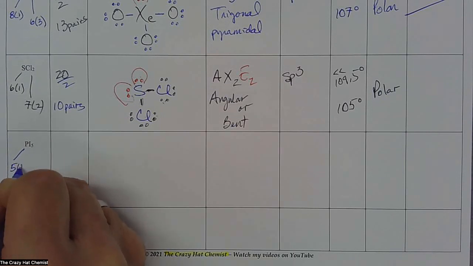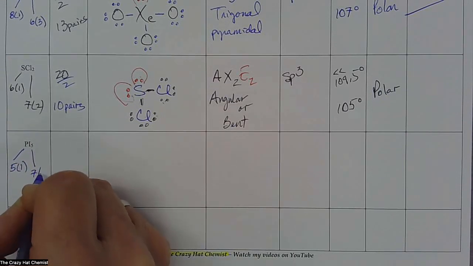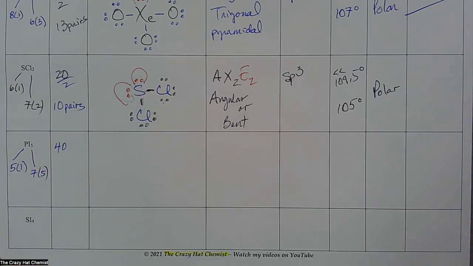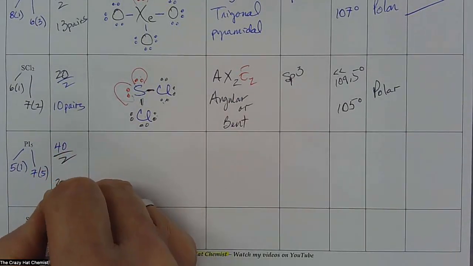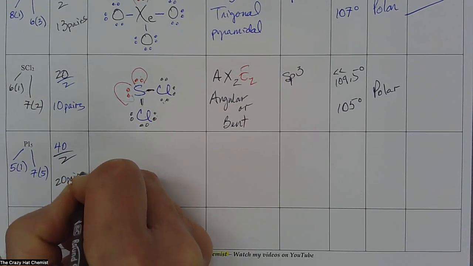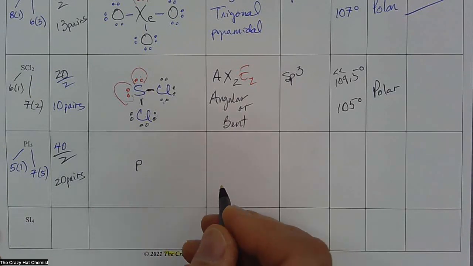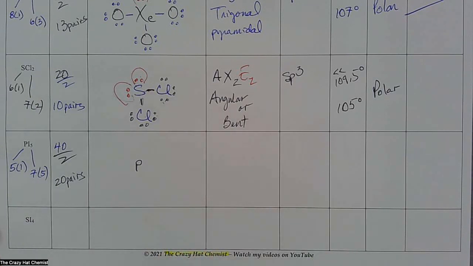Okay, here we go. 5, and there's one of those, and 7, and there's 5 of those. I'm going to add all those up. That's a total of 40. I'm going to divide that by 2. That gets me 20 pairs, just like that. The phosphorus goes in the middle. The iodines surround this here. And so there are 5 iodines.